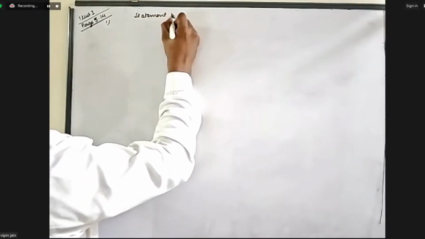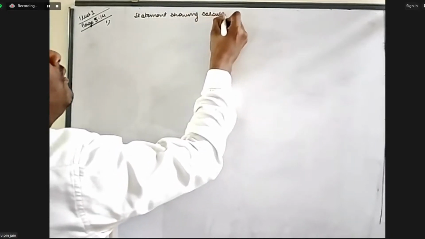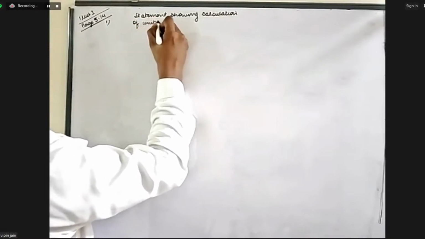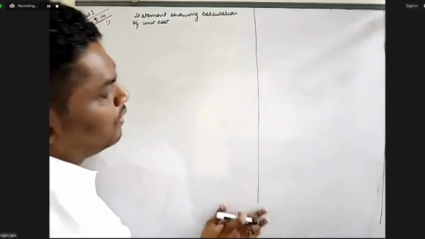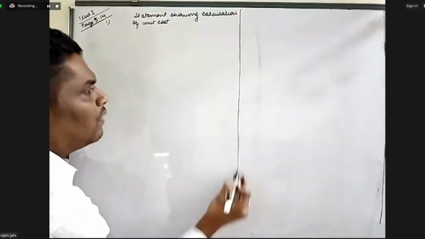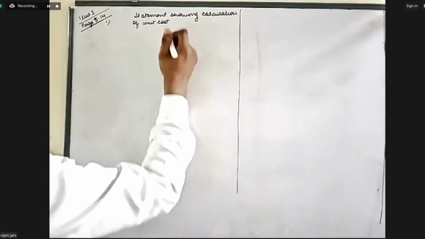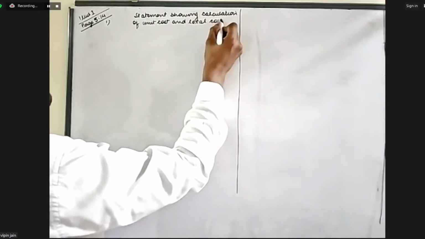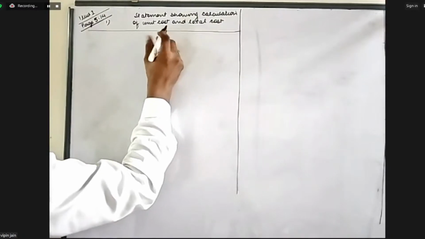Statement showing calculation of unit cost and total cost. So there are 3 products.